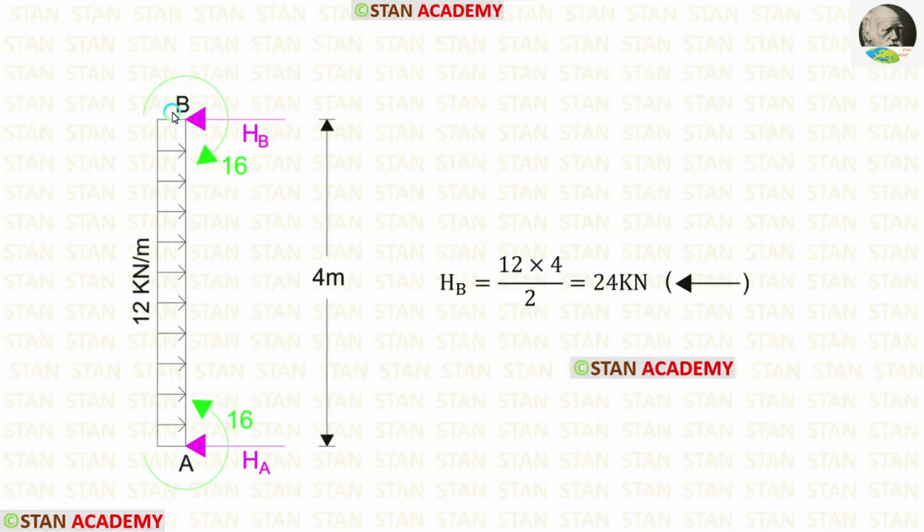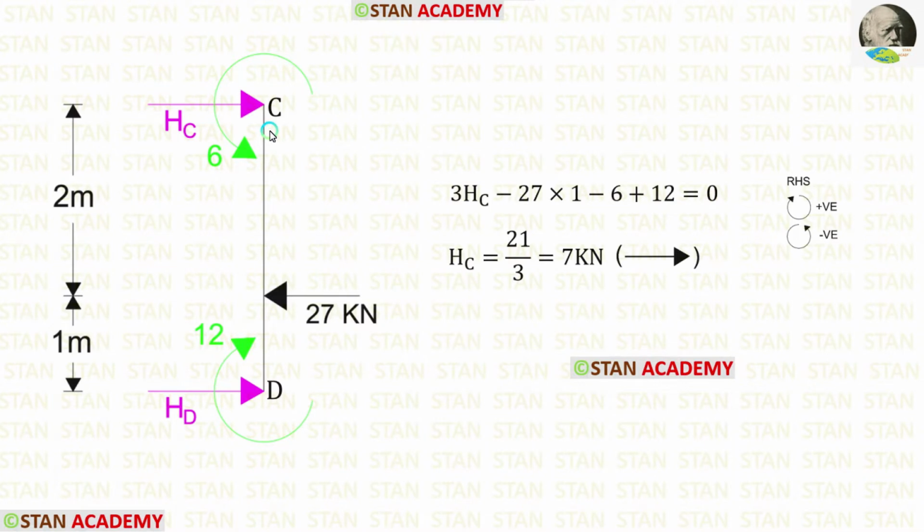First, let us find the horizontal reaction at the point B, HB. Since in the column AB we have symmetrical loading, we can easily find HB. For that, we have to divide the total load by 2. Here the total load is 12 into 4. So 12 into 4 upon 2, we will get HB. HB should be acting towards the left side.